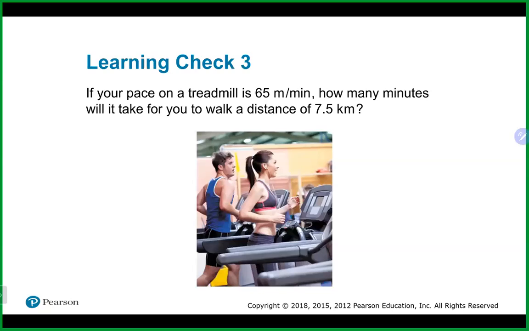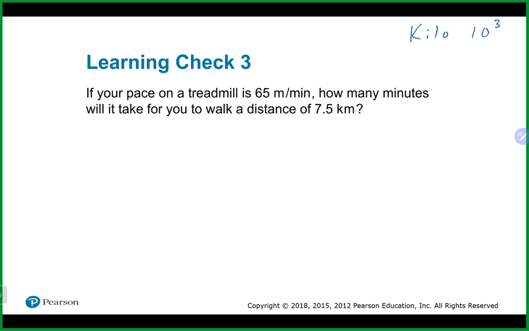Let's do this one. If your pace on the treadmill is 65 meters per minute, how many minutes will it take you to walk 7.5 kilometers? The kilo prefix, 10 to the 3. All right, so take a couple minutes there, see what you come up with here. See how you're doing.